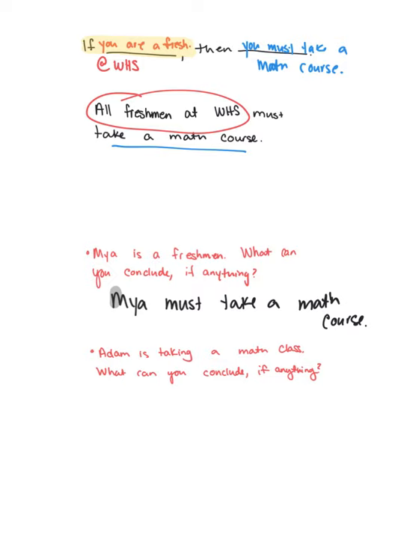And then the second one here, Adam is taking a math course. What can you conclude, if anything? Well, if I look closely at my statement, taking a math course is my conclusion. That does not mean that I can work backwards, and my hypothesis must be true. So what can I conclude here? Nothing. There is no conclusion that I can make, so my answer would be no conclusion. Adam could be a freshman, or he could be an upperclassman taking a math course. I am not able to tell, so I would write no conclusion.